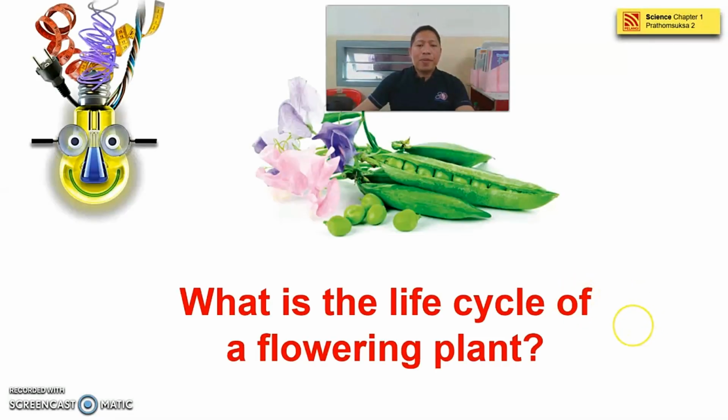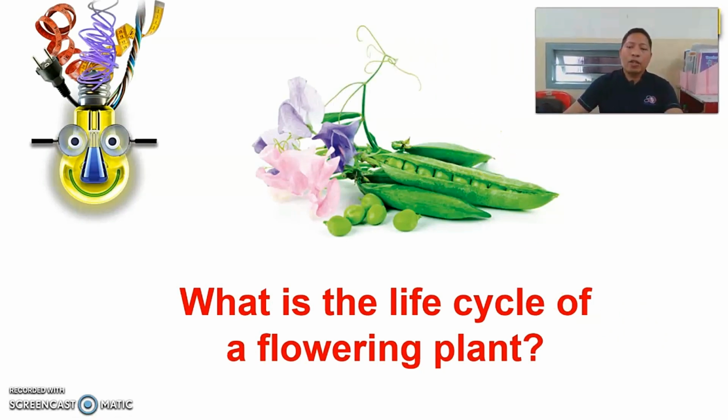What is the life cycle of the flowering plant? The life cycle means the cycle from seed to young plant to adult plant, and it gives seed again, and it cycles again and again. So what is the life cycle of this flowering plant?